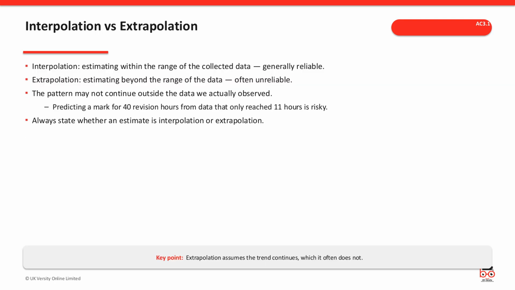That word interpolation is worth dwelling on. Interpolation means estimating within the range of the data you actually collected, and it's generally reliable. Extrapolation means estimating beyond that range, and it's often anything but reliable, because the pattern you saw may simply not continue. Predicting a mark for 40 revision hours from data that only stretch to 11 hours is a real gamble. So always be clear whether an estimate is interpolation or a riskier extrapolation.